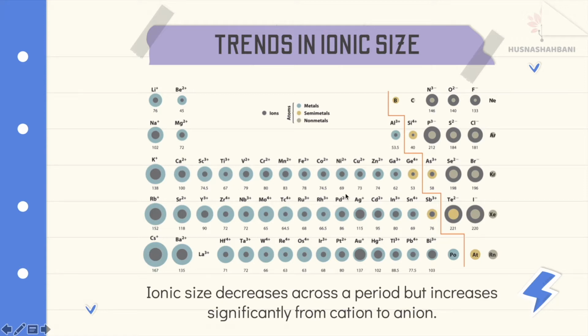Atomic size decreases all the way from left to right, but in ionic size it decreases across a period from left to right but increases again significantly from cation to anion. This is cation, and then to anion it increases significantly.